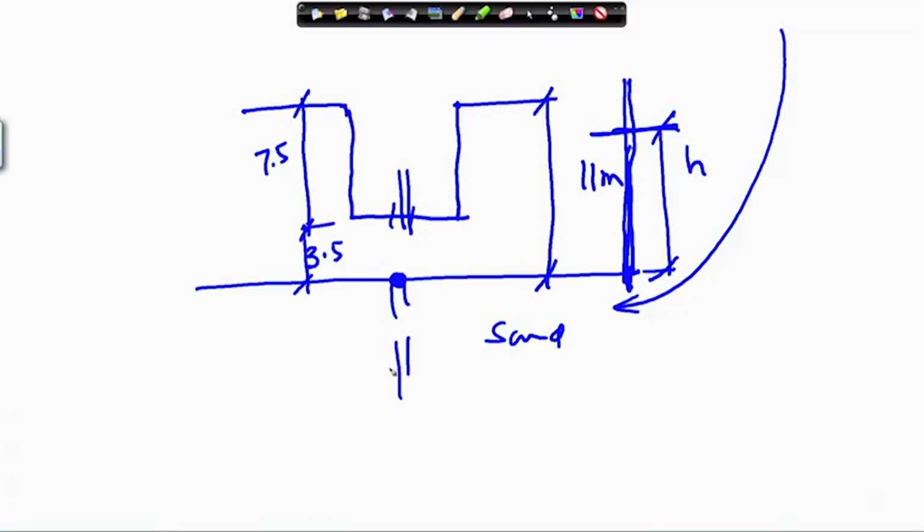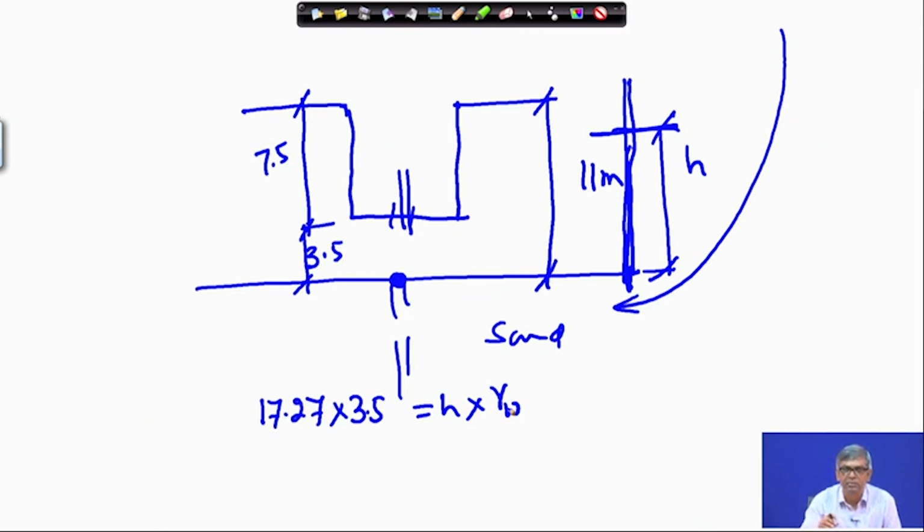So the simple calculation will be: since the unit weight of the soil is given as 17.27, multiplied by the depth, which is only 3.5, equals H into gamma W. Since I am not taking any factor of safety, at that depth it has cracked, so I consider this just the verge of instability. So this and this must be equal, or this becomes just slightly greater because of what has happened. So this is the limiting height. That means at this condition, if I put a piezometer, what height will you see the water? That will come from this calculation.